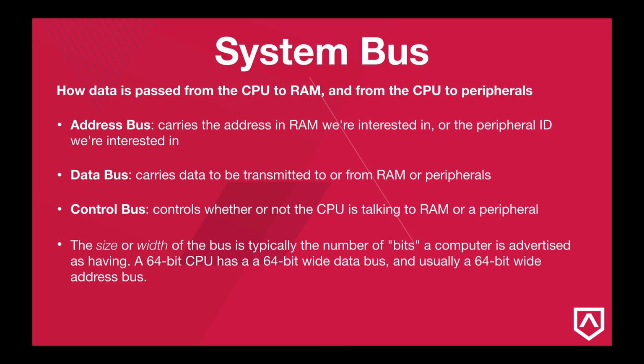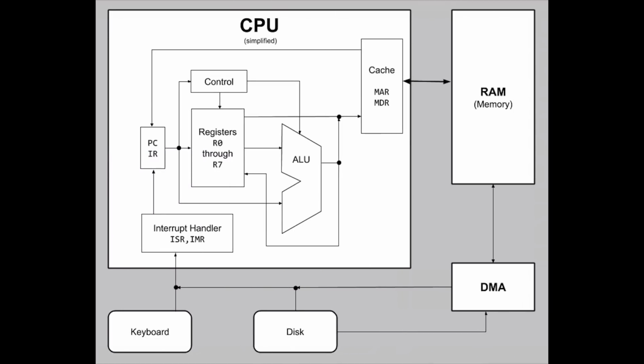The system bus. This is how data is passed around from the CPU to RAM and the CPU to peripherals. So we've already talked about how the CPU communicates with RAM over this bus here. And it sends addresses out that it's interested in getting, and it gets values back that it's interested in seeing across that bus. But there's also a bus down here at our friend the keyboard that connects the keyboard to the CPU. So the CPU can look and see what data is coming in off those peripherals.